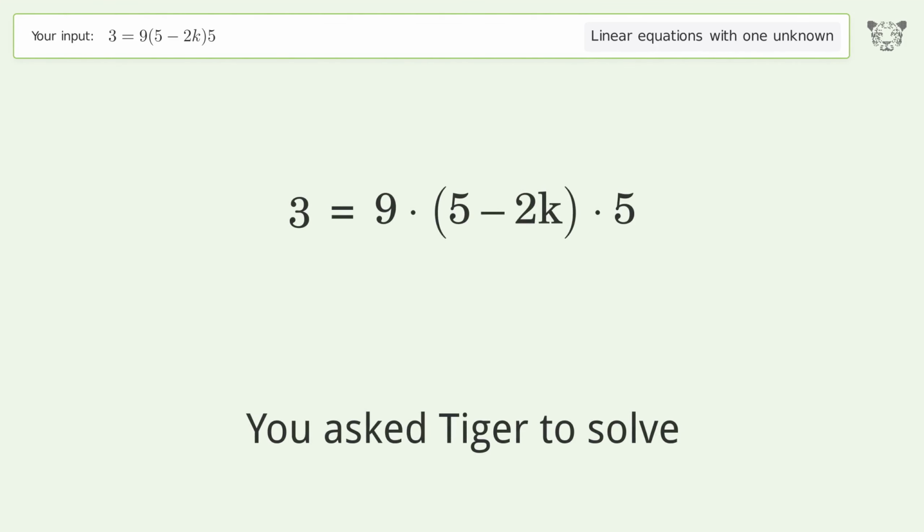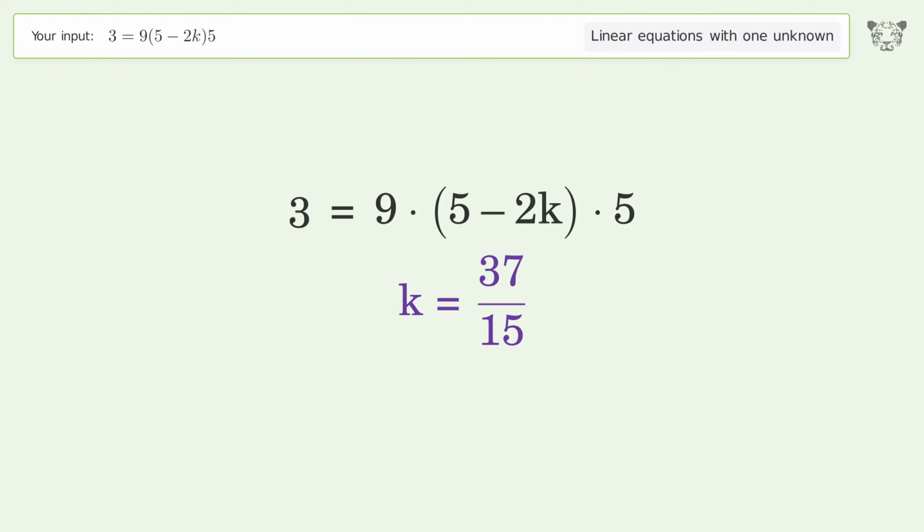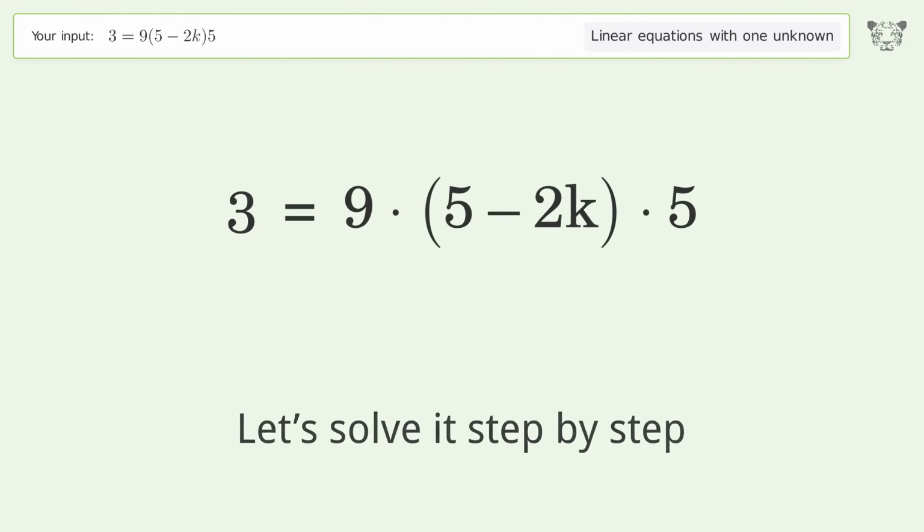You ask Tiger to solve. This deals with linear equations with one unknown. The final result is k equals 37/15. Let's solve it step by step.